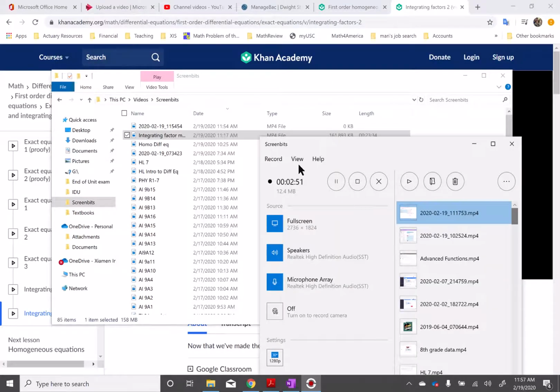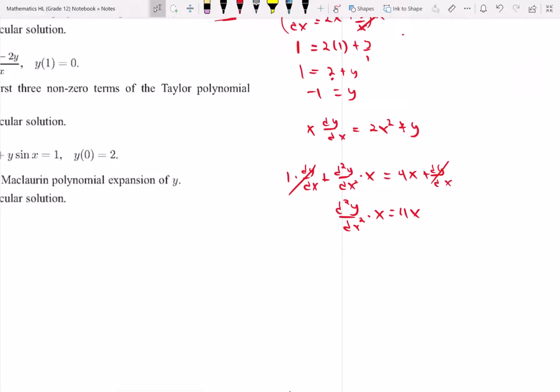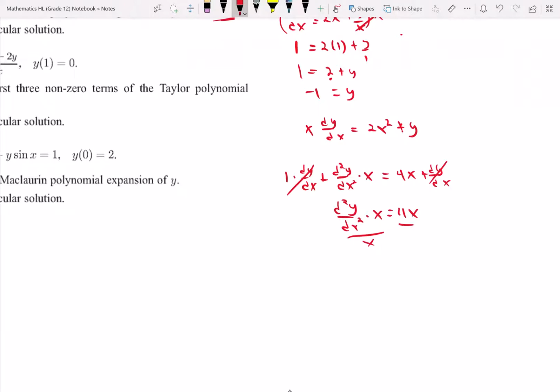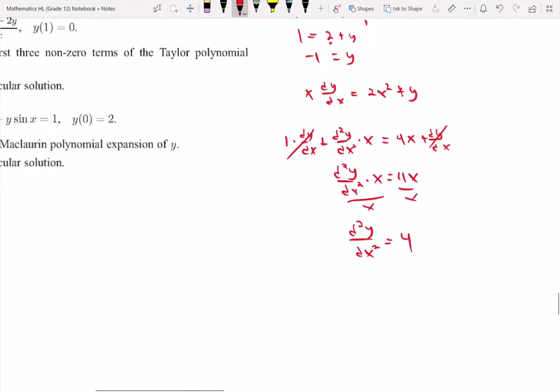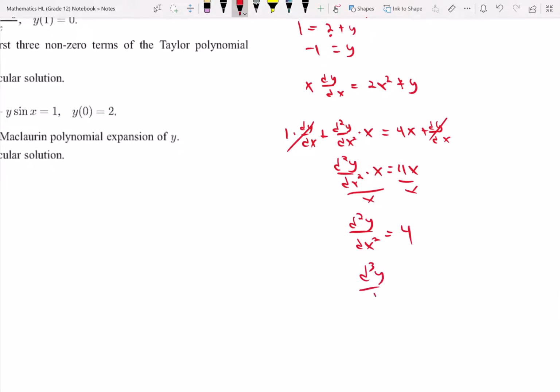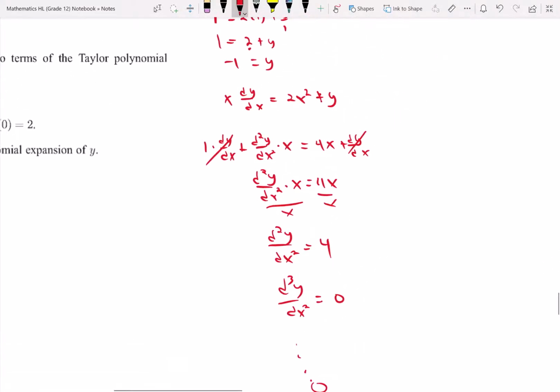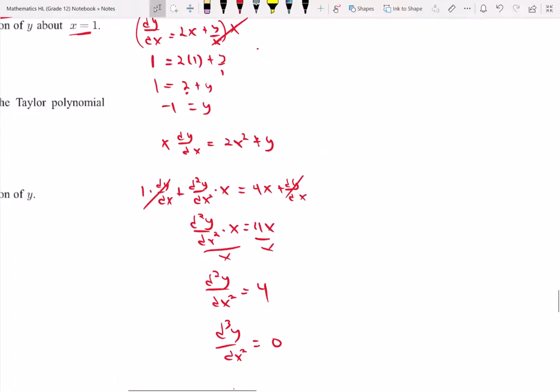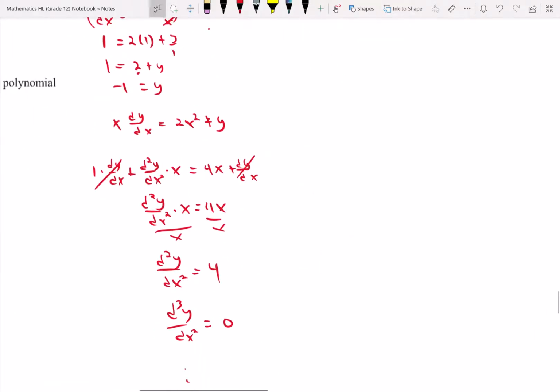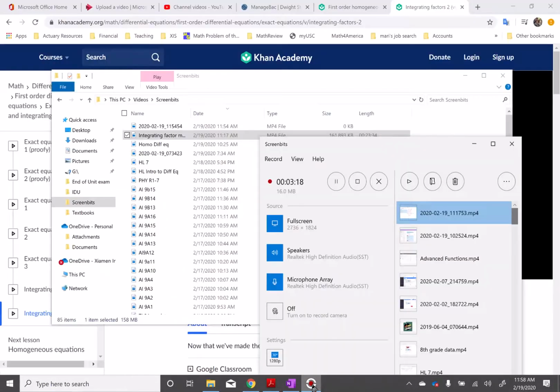And then from there you can divide both sides by x, and you get that the second derivative is just 4. And that makes the third derivative really easy. The third derivative is just 0, and every other derivative after that is also 0. So we can now start taking this information and plugging it into the thing that we want, into our polynomial.